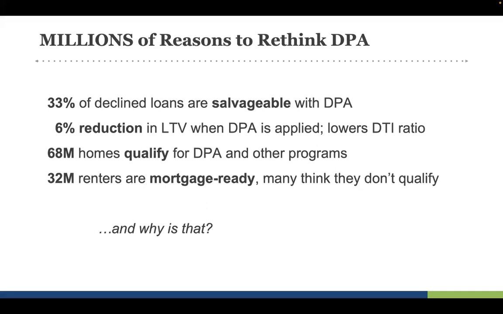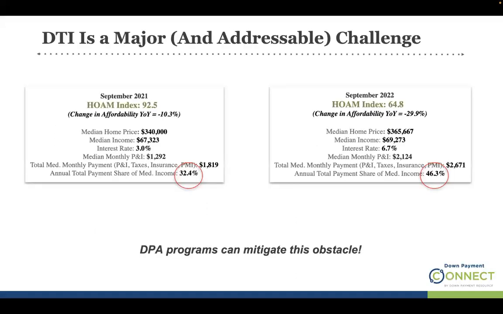And lastly, about 32 million renters right now are mortgage ready, but many don't think they qualify. Why is that? Maybe they think they have to have 20% down, or maybe they're having a DTI issue. This is from Federal Reserve Bank of Atlanta. Now, I haven't updated the numbers recently, but if you look at September 2021 to September 2022, according to Federal Reserve Bank of Atlanta, given median prices, median incomes, and interest rates where they were at the time, a buyer with no other debt is facing a housing ratio of 46%, and that's as of September. So I don't know what that looks like right now, but that's up a lot from a year before that, right? However, down payment assistance programs can help mitigate ratios as well.